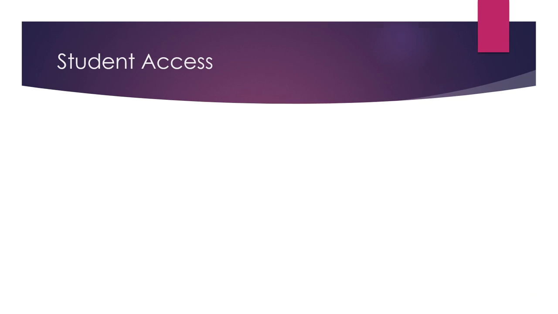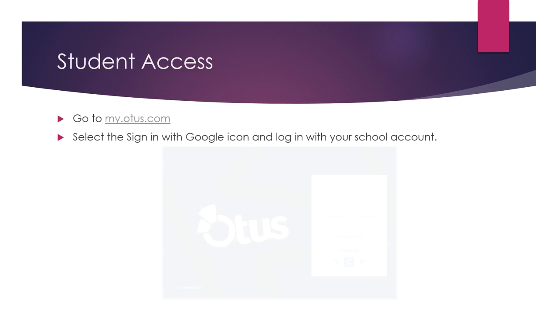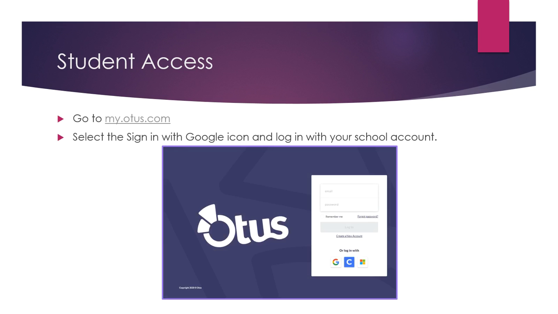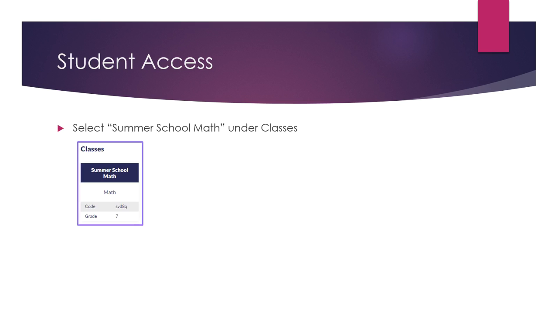I wanted to send out a quick tutorial on accessing OTUS and how we're going to be using it this summer. So first, for students, I want you to go to my.otus.com, and once you're there, you're going to sign in with our Google icon, and you're going to use your school account to log in. So make sure that you're signing in with your Google School account. Once in, you'll notice that there's a new class available to you titled Summer School Math. This is going to be our class for the summer.